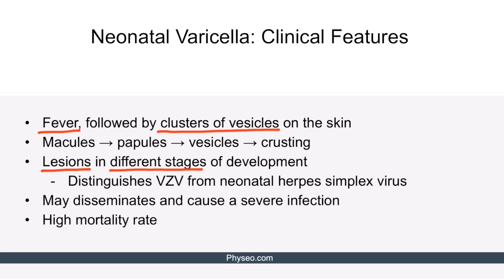The fact that the skin lesions are in different stages of development helps clinicians differentiate this rash from another similar-looking rash that we're going to talk about in a moment, the neonatal herpes simplex virus. Additionally, the varicella-zoster virus can disseminate throughout the body and cause a very severe infection, and that can be super dangerous and has a high mortality rate.